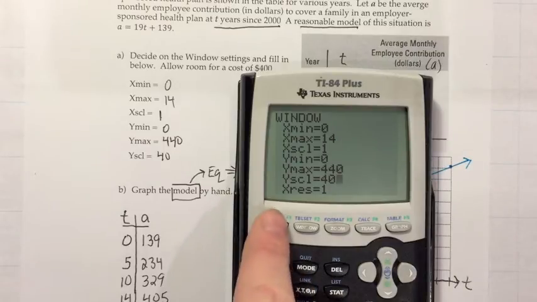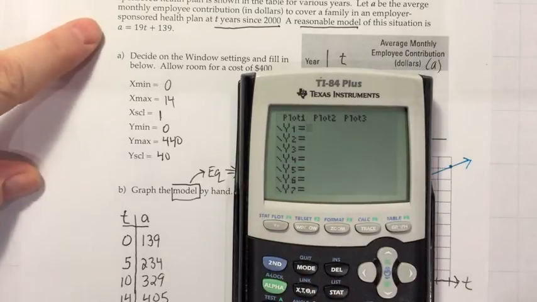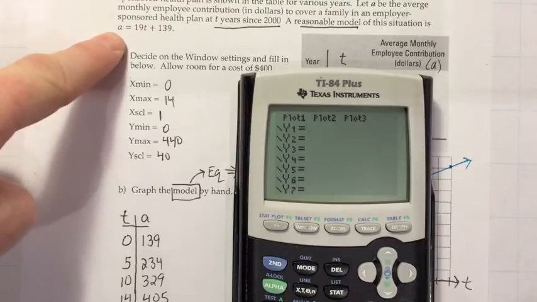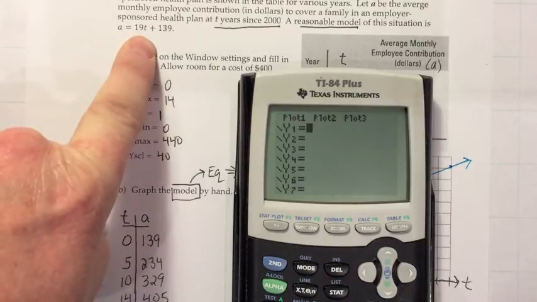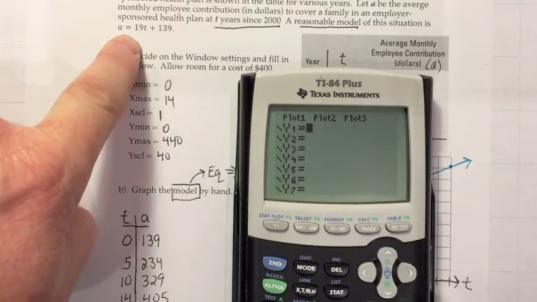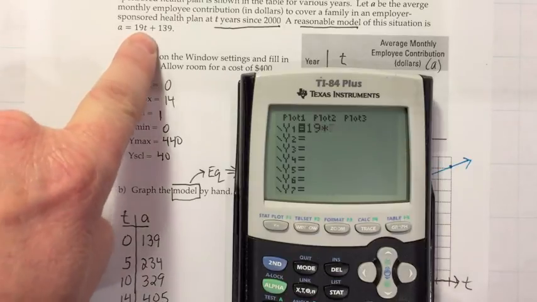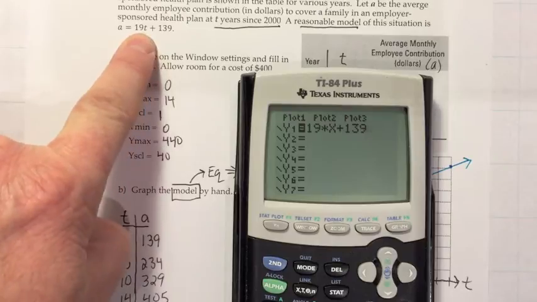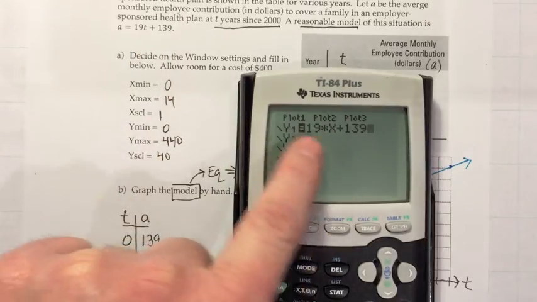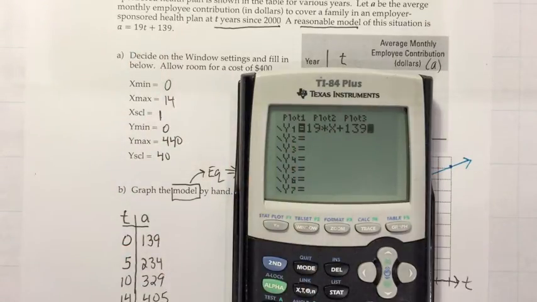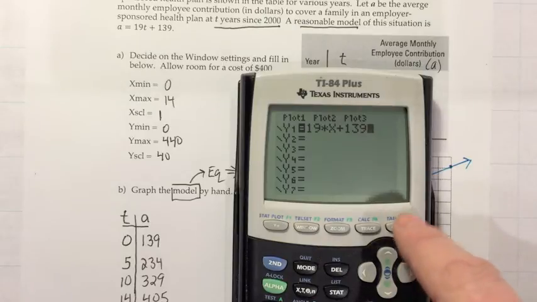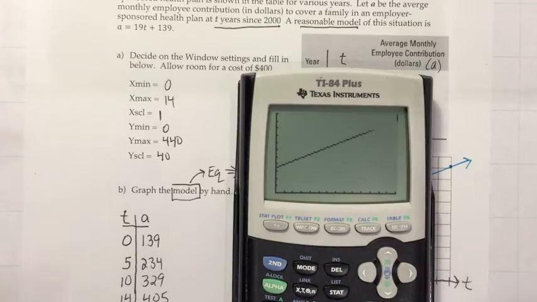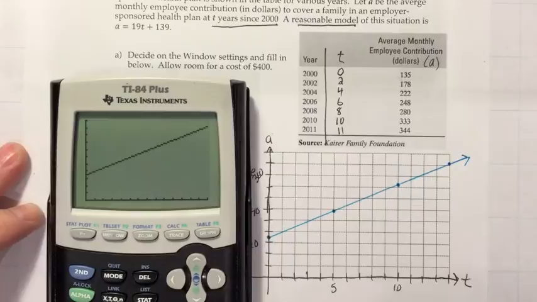And then hit y equals, even though you don't have a y in your equation, we have to pretend this is a y and pretend the input is the x. So y equals 19 times, instead of t, do the x, plus 139. On the graphing calculator, your input always has to be the x and the output is the y. And then hit graph, and we should see something fairly similar to what we drew. Those look like reasonably good matches.